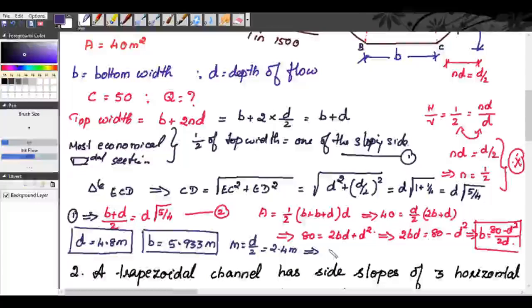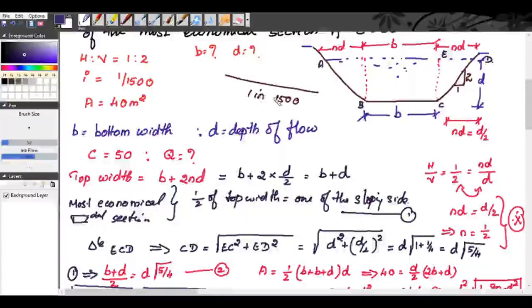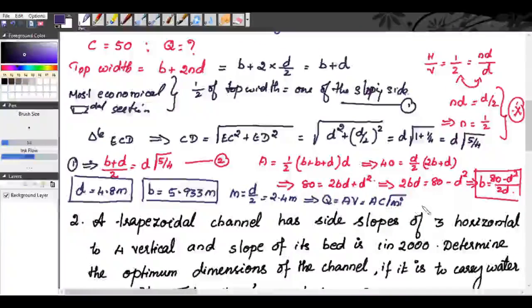Now you can use the formula Q is equal to area into velocity. Area into velocity is C into root of M i, the Chezy's formula. So the value for C is given as 50. M we have found as D by 2. The bed slope i is given as 1 by 1500. So substituting, you will get the discharge Q is equal to 80 meter cube per second.